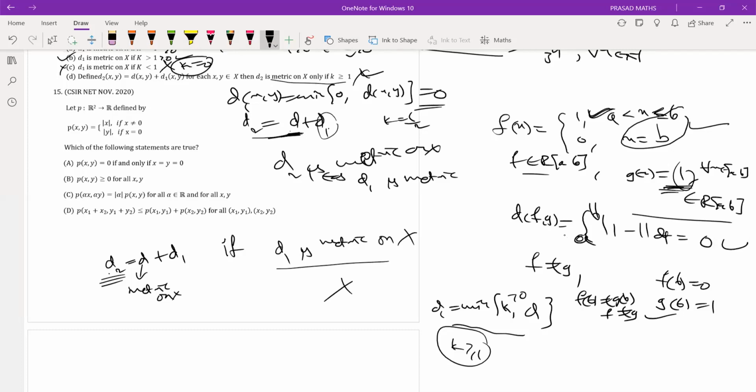K greater than 0 is correct, sir. Yeah, K bigger than 0 is right.